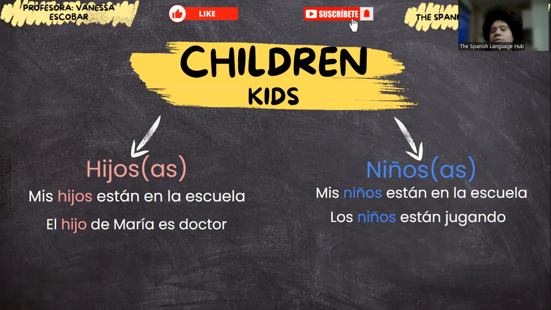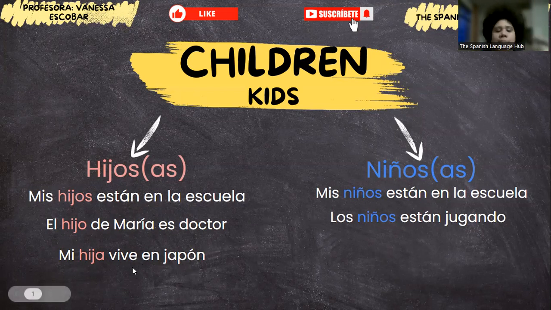Or los niños están jugando. The kids or the children are playing. Again, people under 13 years old. Mi hija vive en Japón. My daughter lives in Japan. All right, again, no matter the age, because hija is your hija or your hijo, whatever the age.